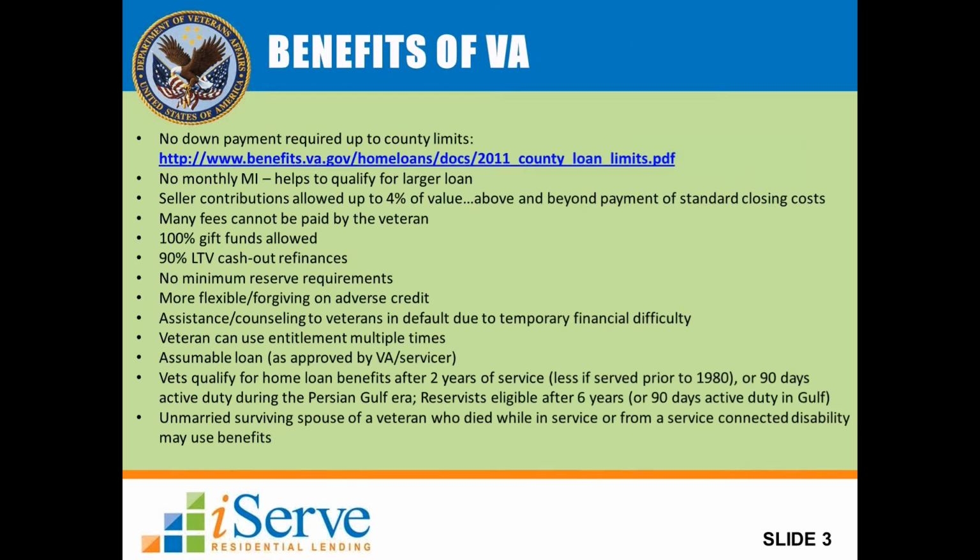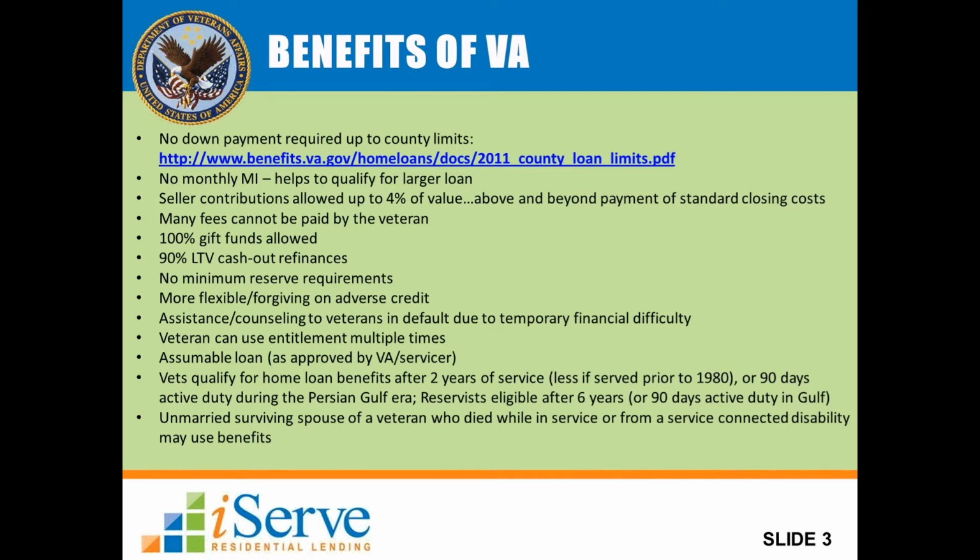Let's go over some basic benefits of VA. As we discussed, there's no down payment required, and that's up to the county limit. Like our FHA and our conventional high balance, they do go above and beyond standard conforming limits based on county. Now, also, like conventional and FHA, those limits are set to expire at the end of September. So VA has not yet come up with their new loan limit chart, but that will change.